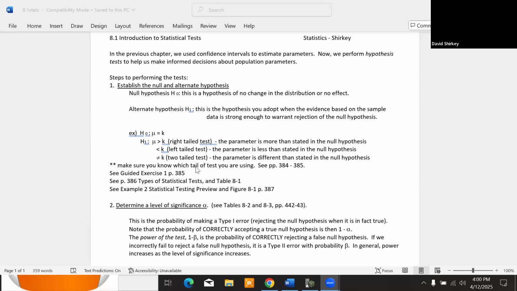So you need to make sure you know which tail of a test you're using. You're going to see when we do this on a TI-85 calculator, you'll enter mu, and then you'll enter whether it is a right tail test, left tail test, or two-tail test. See guided exercise number 1 on page 385. I'll let you look over that. Look at page 386, the types of statistical test, and table 8-1. See example 2, statistical testing preview, and figure 8-1 on page 387.